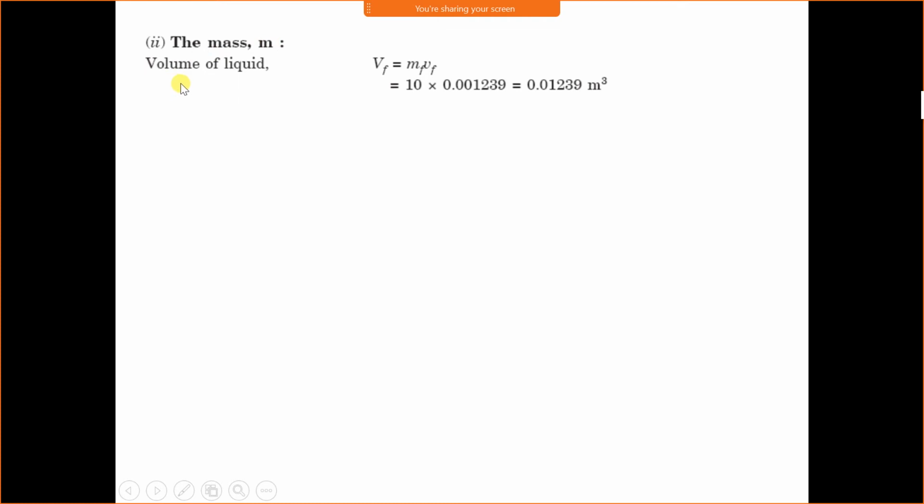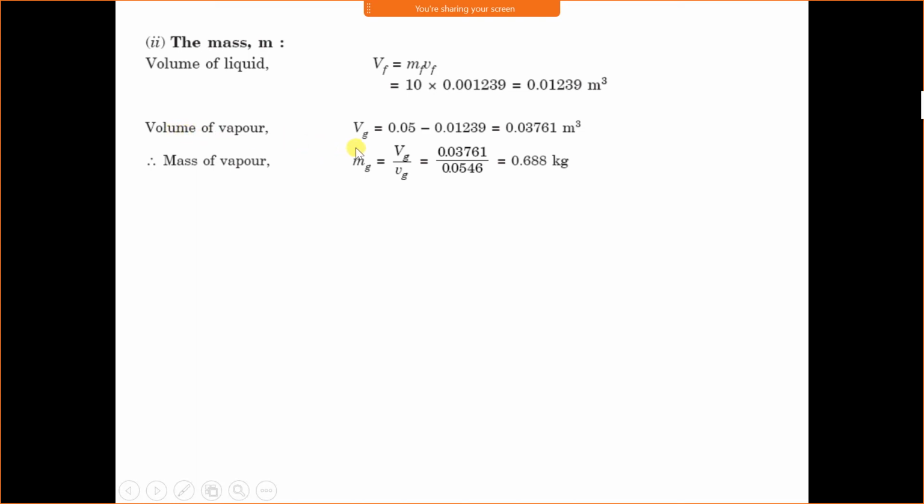The mass of liquid is Vf into m into vf. Capital Vf is the total volume of liquid. Specific volume of liquid is small vf. If we multiply it by mass of liquid, then we will get total volume. Total volume of liquid is 0.01239 meter cube.